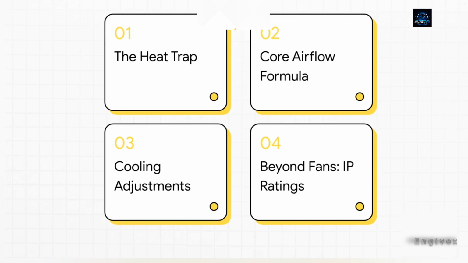First up, we'll cover the heat trap. Second, we'll dive into the core airflow formula. Third, we'll tackle real-world cooling adjustments. And finally, we'll look beyond fans at IP ratings. Let's get right to it.